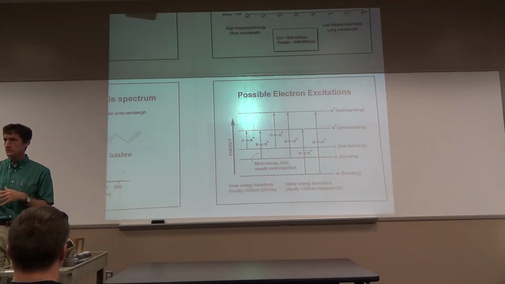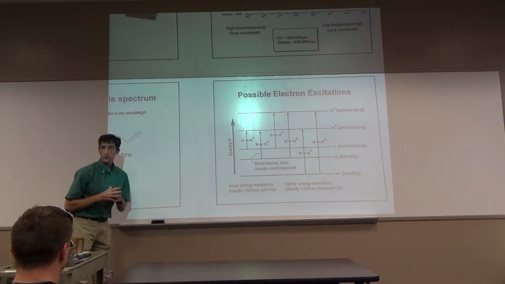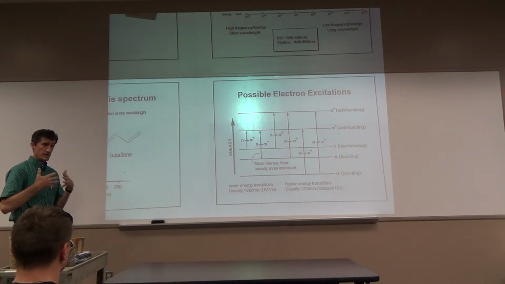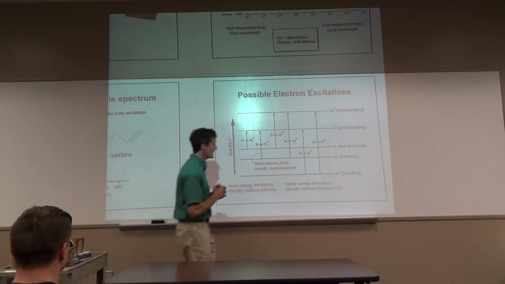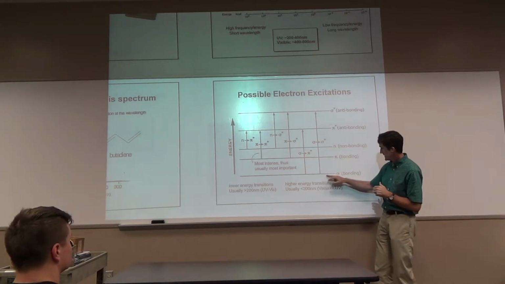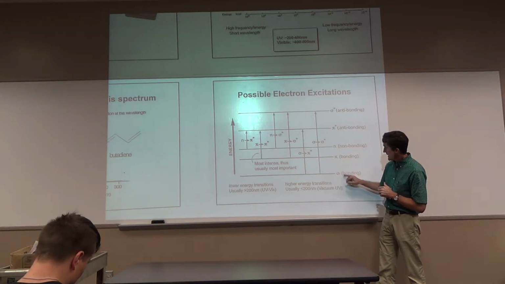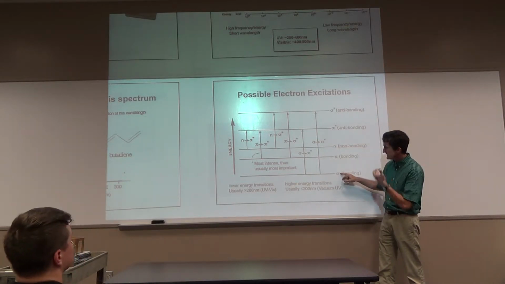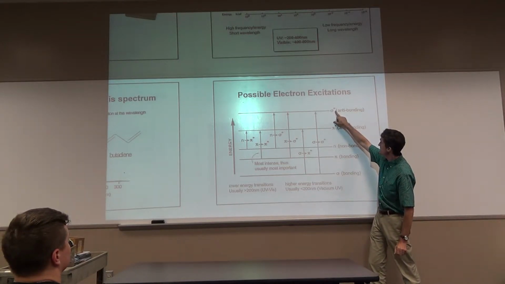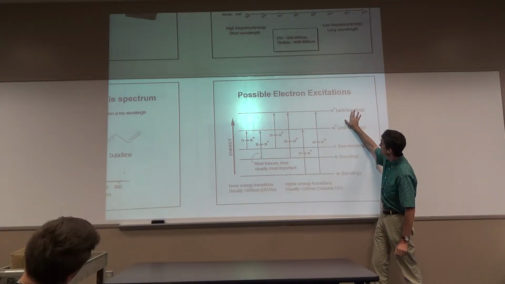Which is going to be the easiest to excite? The easiest to excite are your non-bonding electrons, your lone pairs. So they're not in a bond. If you talk about MO theory, you have molecular orbitals. Sigma electrons in a molecular orbital can be excited to a sigma star. Sigma star would be the anti-bonding molecular orbital.